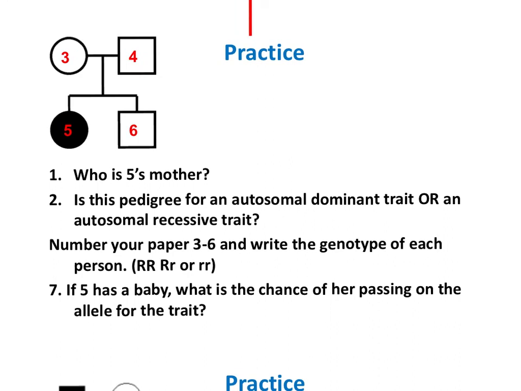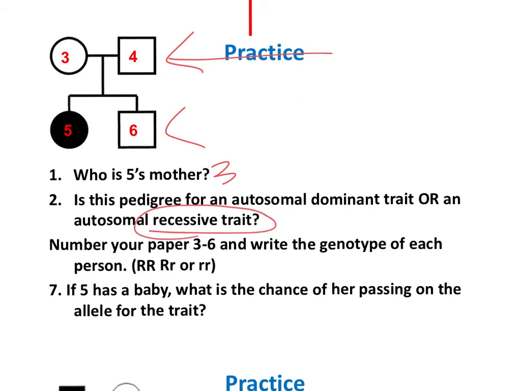A few pedigree practice. Question number 1, who is 5's mother? Again, I would pause it and try these on your own first. 5's mom is a circle, so therefore it's 3. Is this pedigree for dominant or recessive? Here I have an entire generation where nobody has the trait, and then poof, the trait appears in number 5. That tells me it must be recessive.